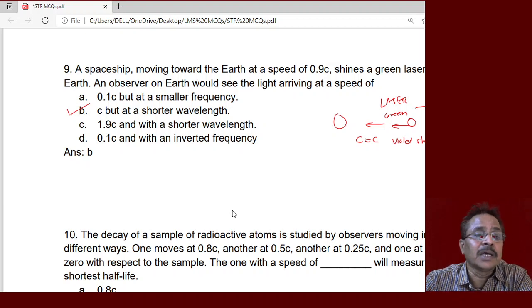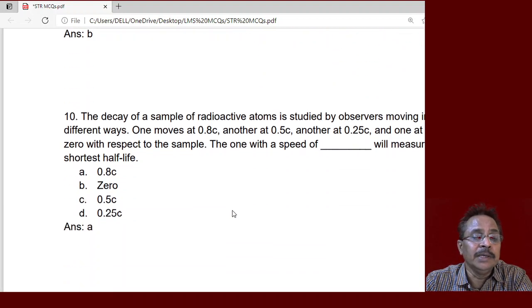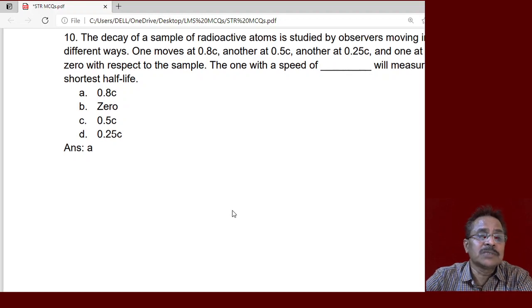But this is again a conceptual problem, example number 9. Now this is question number 10.